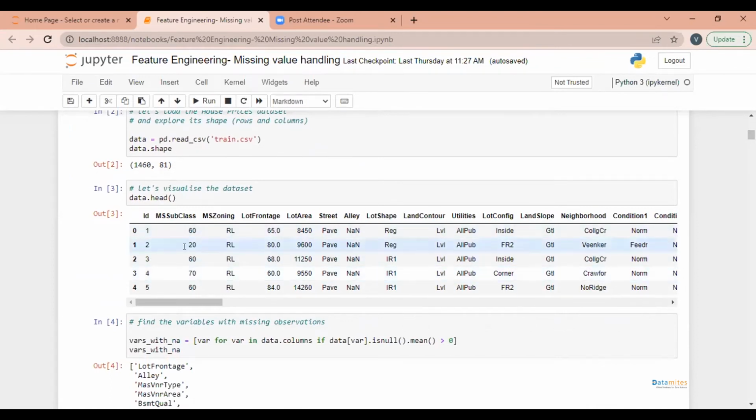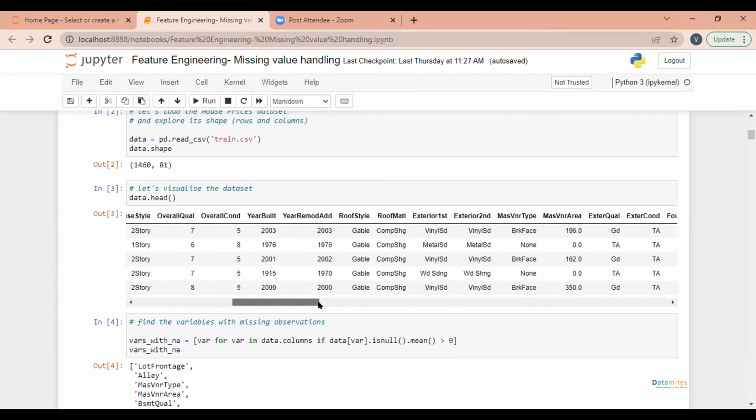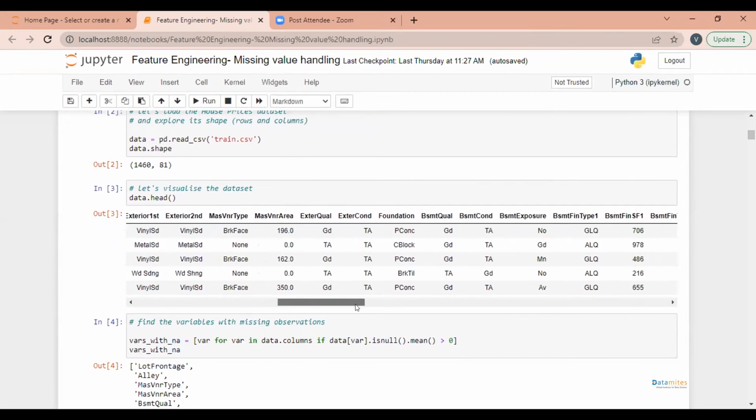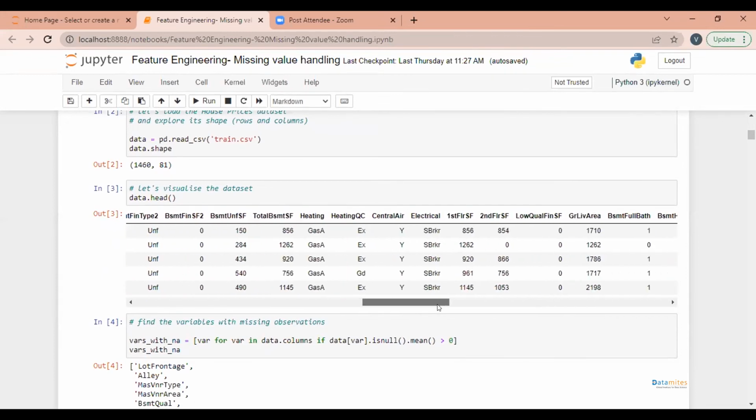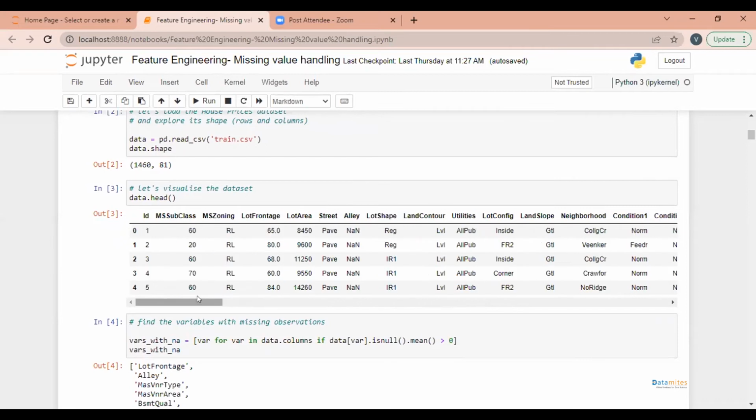If you see, there are lots of columns, both numerical and categorical. And there are lots of missing values in some of the features. If you scroll through, there are lots of features as well. Yeah, so these are only the top 5 rows, and let's understand what the different features are that contain the missing values next.